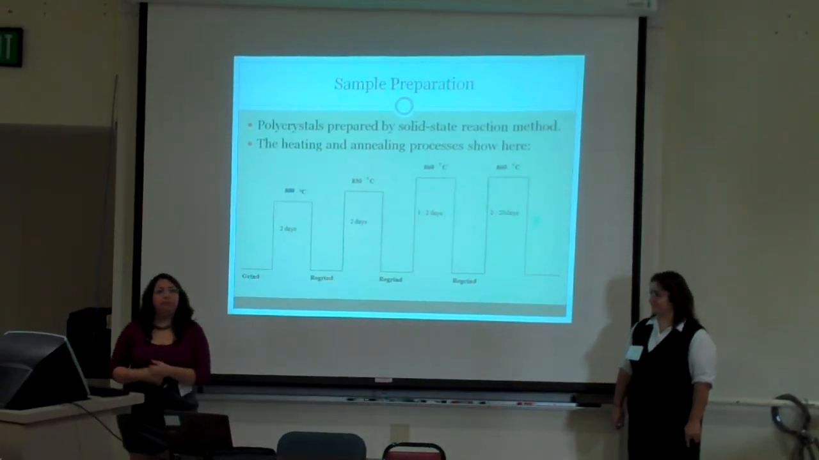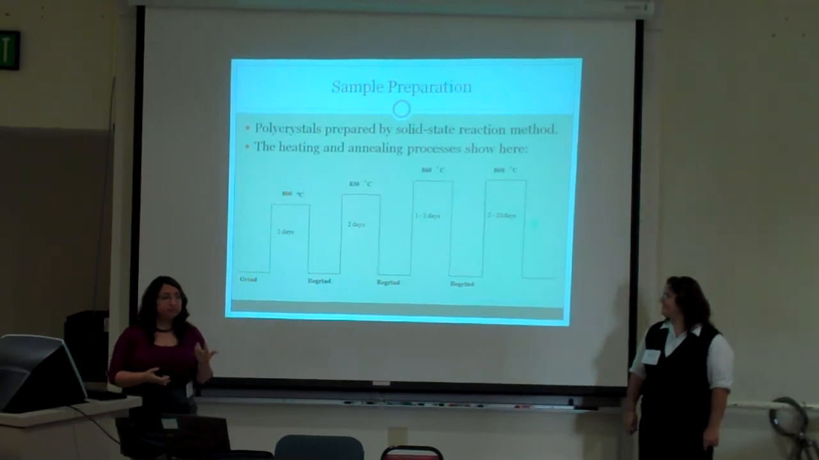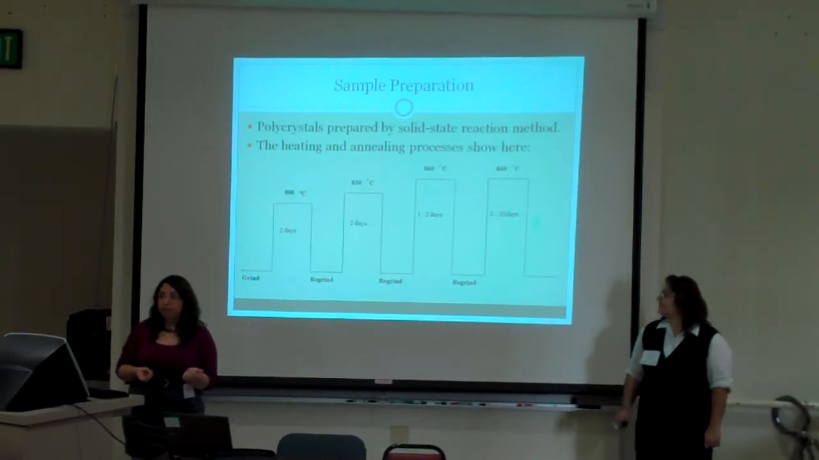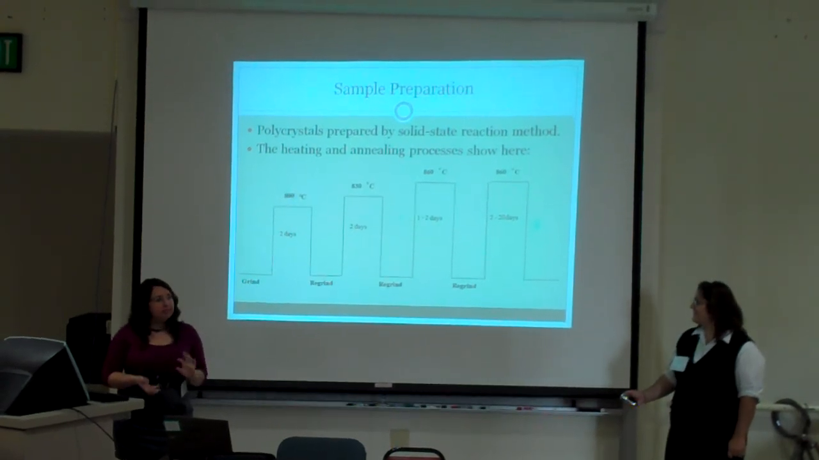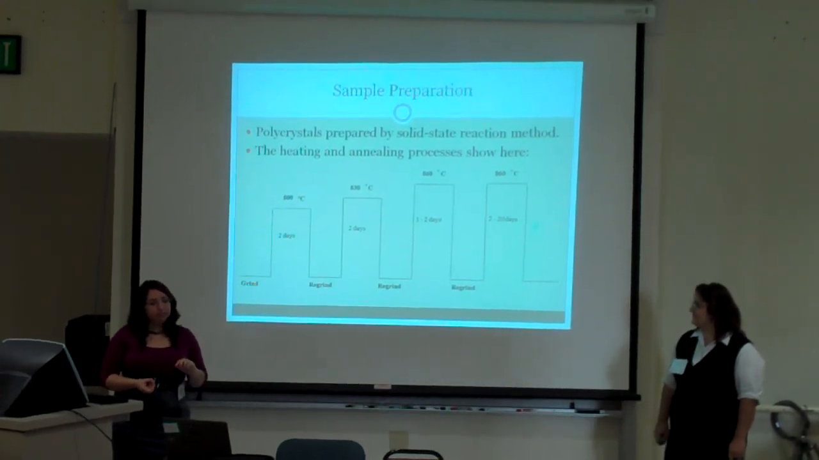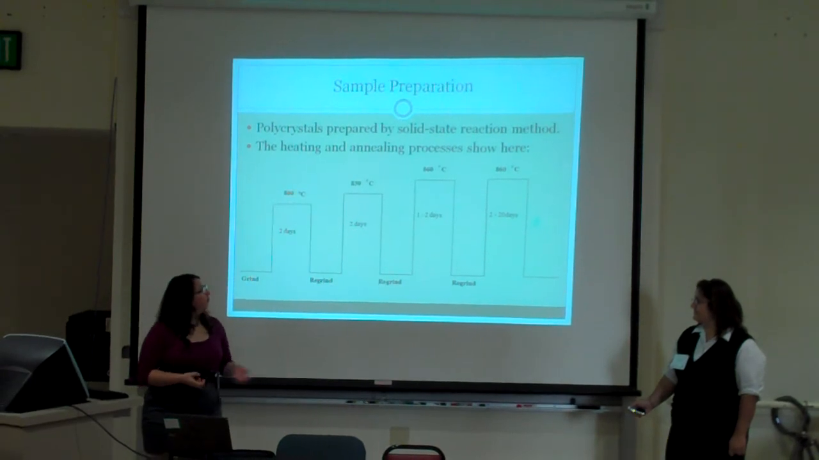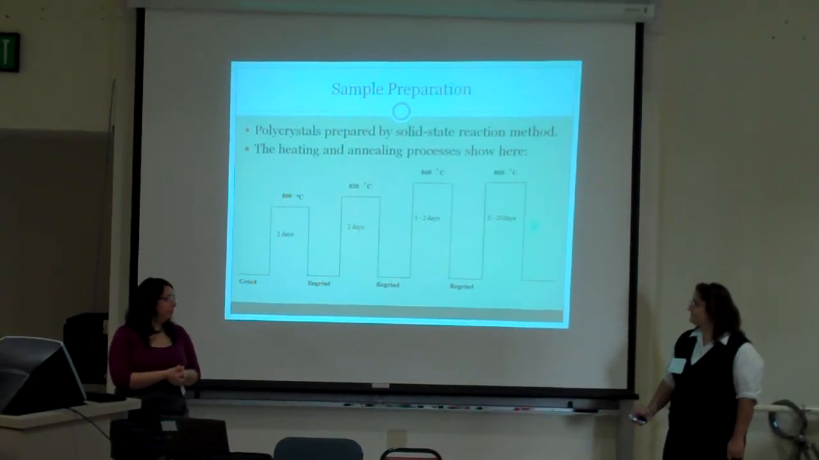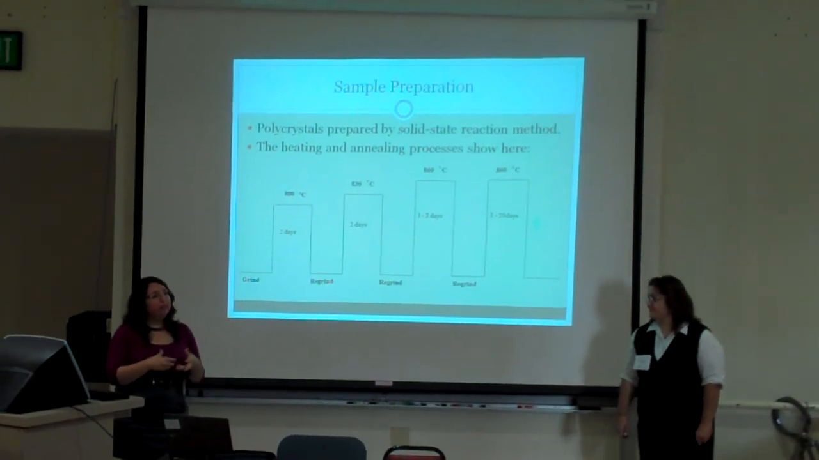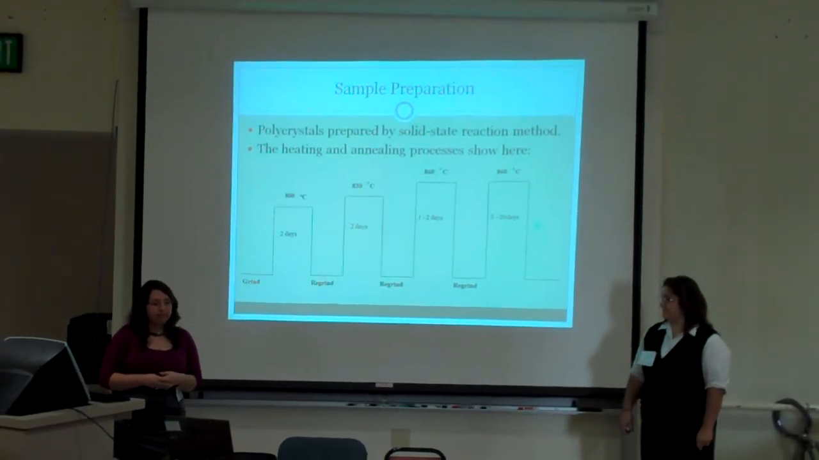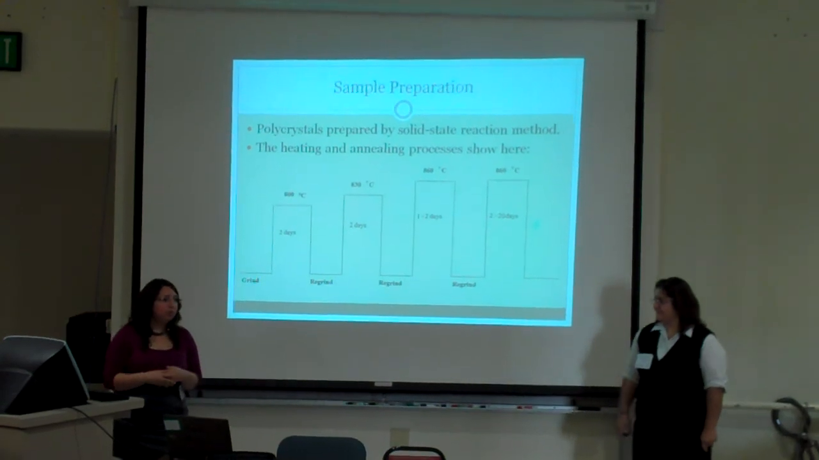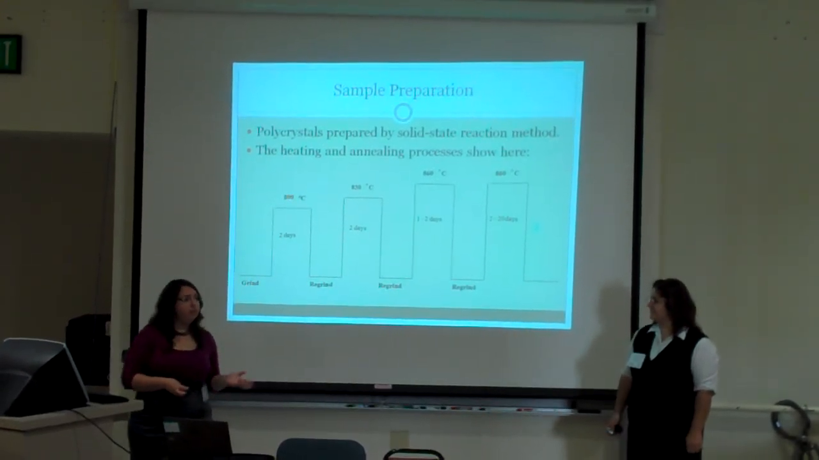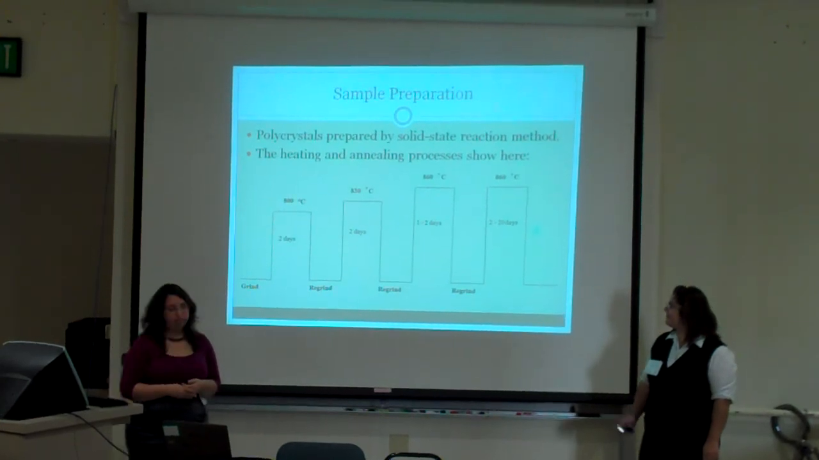So how did we prepare these samples? These BSCCO 2223 samples were prepared using the solid state reaction method, which is basically a process of heating and annealing, which is shown in this diagram. Essentially, the samples are placed inside a crucible and ground, and then they are heated to various temperatures and allowed to anneal for 2 to 20 days. And then they are slow cooled, and then they are reground once more.